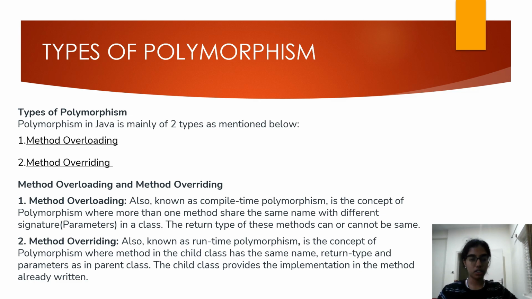Method overriding, also known as runtime polymorphism, is a concept of polymorphism where the method in the child class has the same name, return type, and parameters as in the parent class. So the child class provides its own implementation of the method already written.